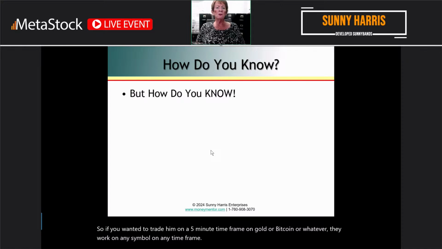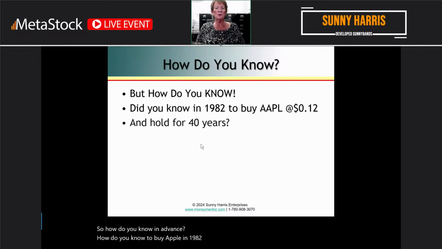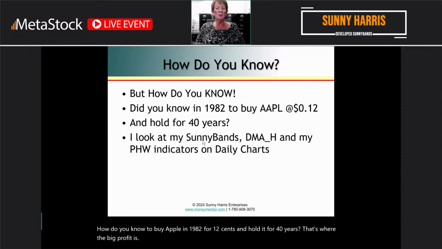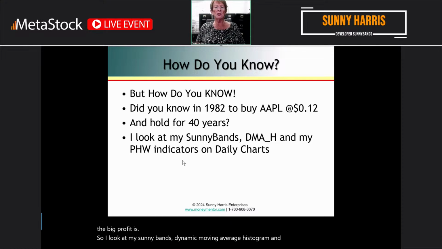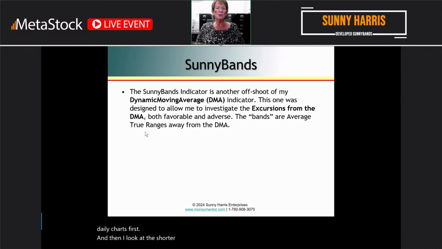So how do you know in advance? How do you know to buy Apple in 1982 for 12 cents and hold it for 40 years? That's where the big profit is. So I look at my SunnyBands, dynamic moving average histogram, and my PHW indicators on daily charts first. And then I look at the shorter time frames.